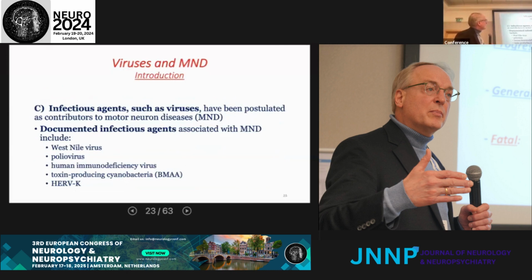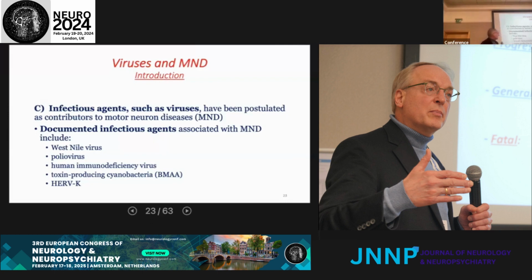Now, just to turn a little bit onto viruses, infectious agents such as viruses have been postulated as contributors to neurodegenerative diseases, motor neuron disease in particular. And we've seen this with West Nile 15 years ago. We had reported cases of motor neuron disease. Polio as a lower motor neuron disease. HIV, we've had multiple cases of HIV actually being treated and sometimes even seeing the motor neuron disease improve.